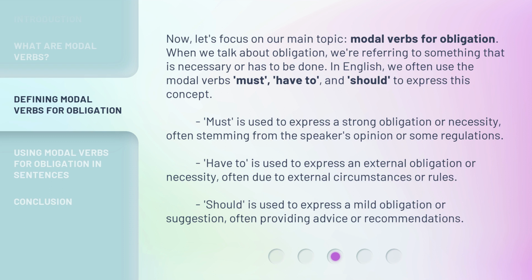Must is used to express a strong obligation or necessity, often stemming from the speaker's opinion or some regulations. Have to is used to express an external obligation or necessity, often due to external circumstances or rules. Should is used to express a mild obligation or suggestion, often providing advice or recommendations.